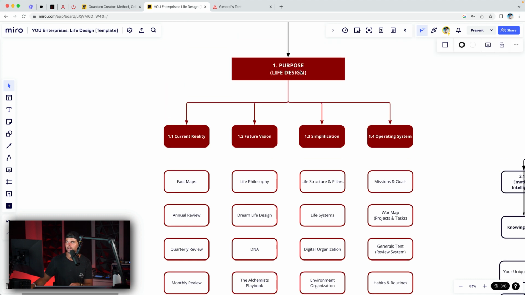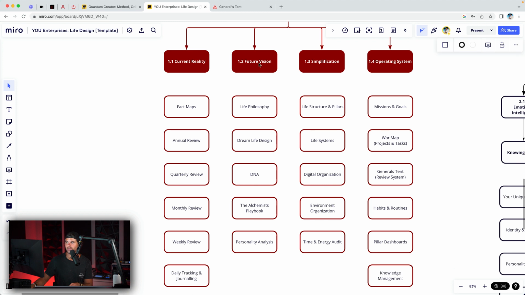Then, second piece of life design and purpose is understanding where you want to go. What do you actually want? Many of you are here in this course because you don't know what you truly want. You don't know what you desire. That's why I'm taking you through this process to uncover what you do. You don't know what your purpose is.